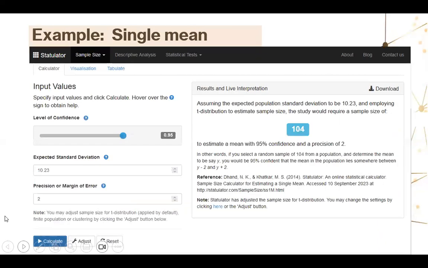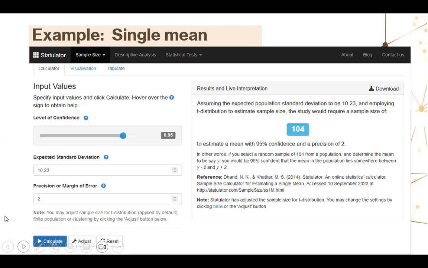So I'm back to statulator.com, and you see here that it asks for the level of confidence that you want, so that's 95%. The expected standard deviation, that's from the article, 10.23. And this one, the precision or margin of error, you as the researcher will decide that. What is the precision that you want? You would know that as you make that number smaller, the sample size will increase.